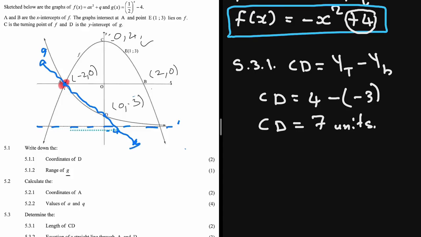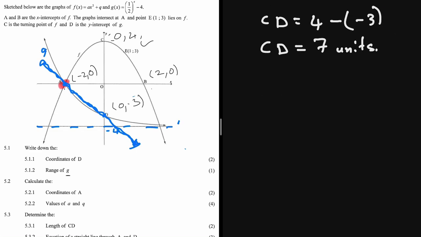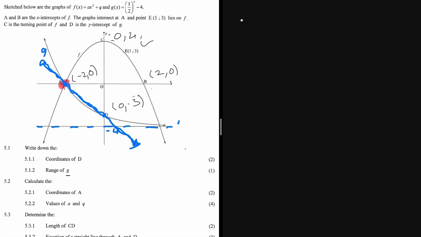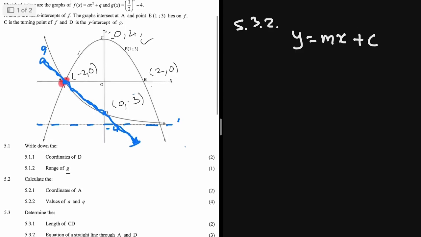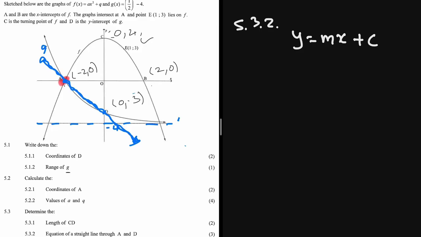So now remember, if you determine the equation of a straight line, you must know how to find the standard equation of a straight line. And then the standard equation of a straight line is always given as what? We are looking for 5.3.2. The equation of a straight line is given as y equals mx plus c. So that is the standard equation for a straight line. But now, this straight line of ours is going to pass through the point A and the point D.